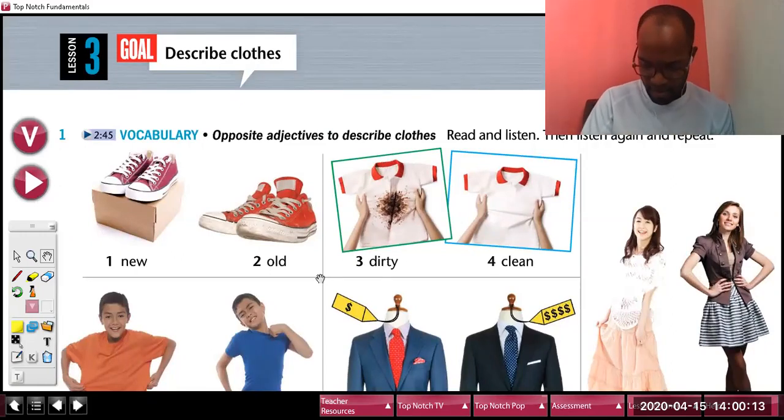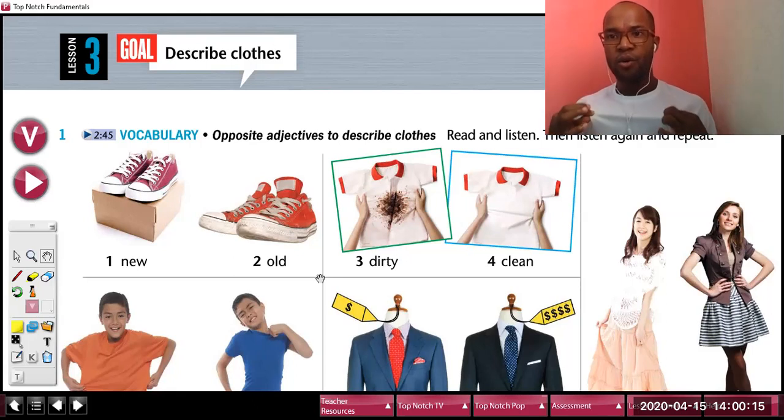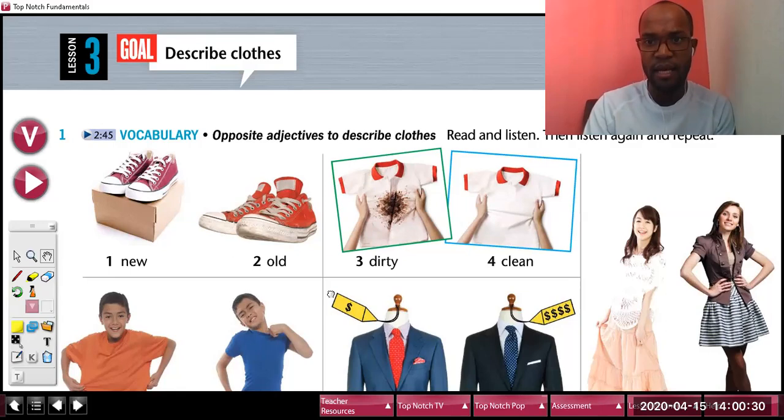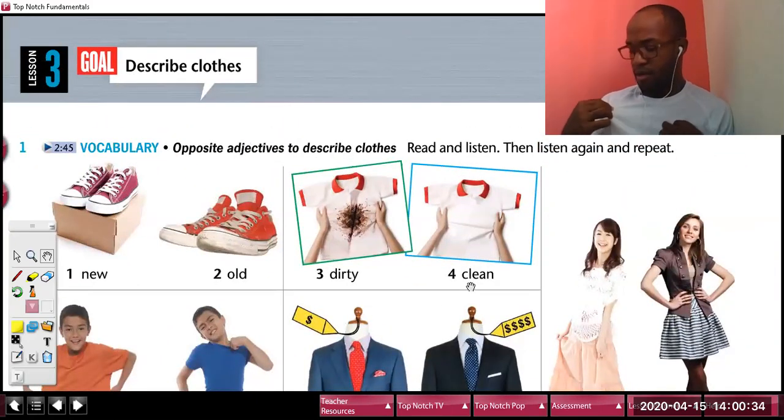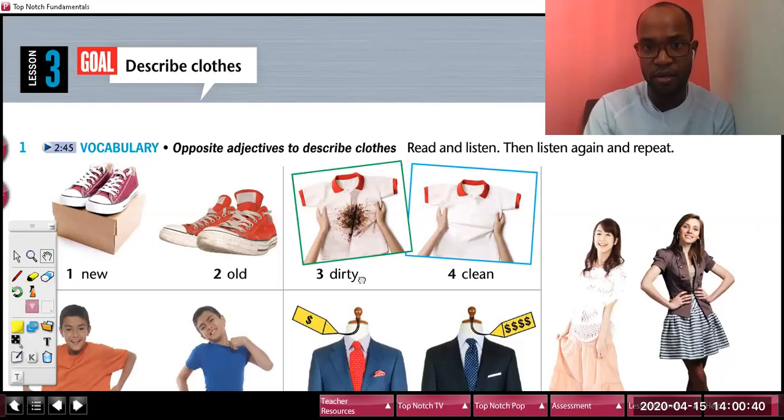All right. So tell me about your clothes, the clothes you are wearing right now. For example, I have an old t-shirt. This t-shirt has like 2 or 3 years. So my t-shirt is old. It's not new, right? It's not new, but it's clean. My t-shirt is clean, right? It's old, but it's clean. It's not dirty.